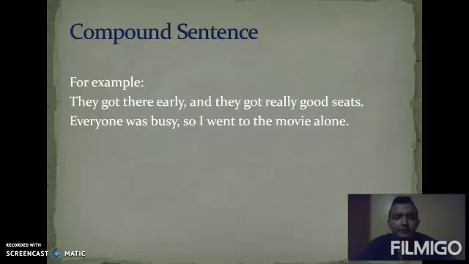A compound sentence is constructed, or formed, by two independent clauses joined by a coordinating conjunction. For example, they got there early and they got really good seats. Two independent clauses joined by the coordinating conjunction and. Everyone was busy, so I went to the movie alone. That's another example.